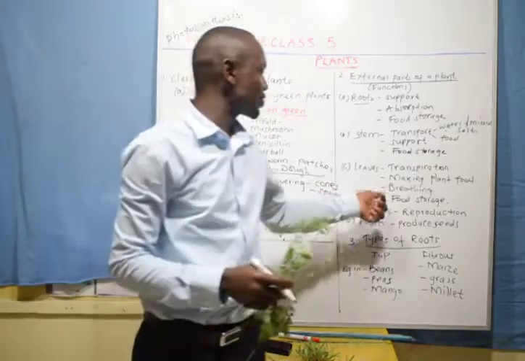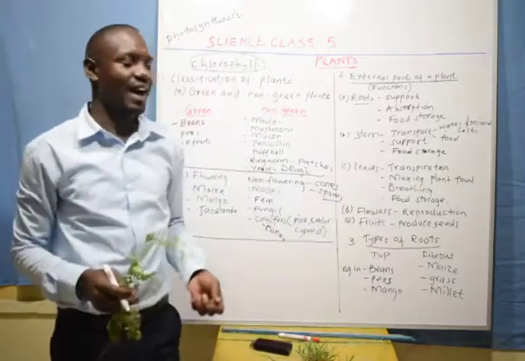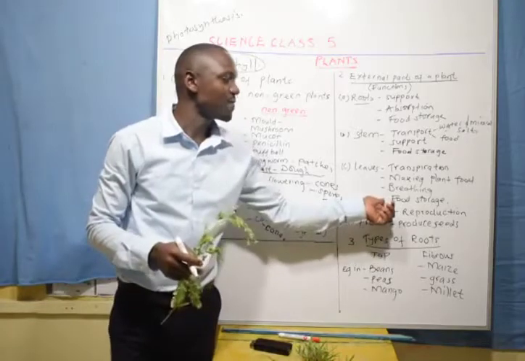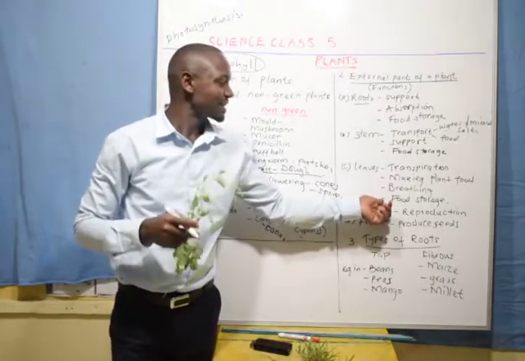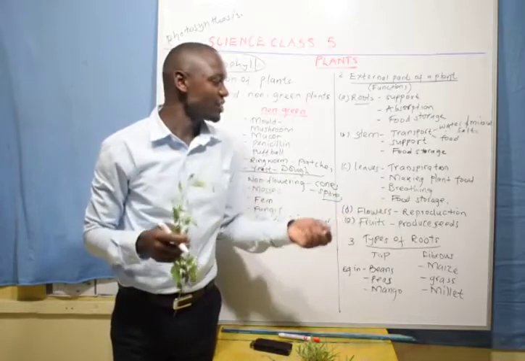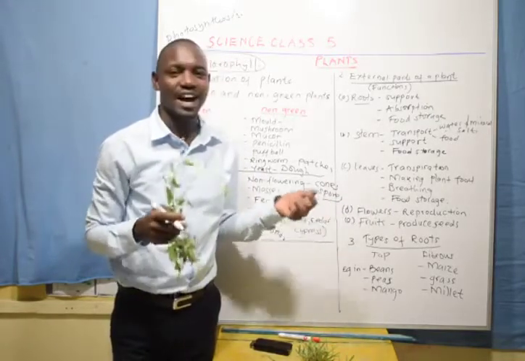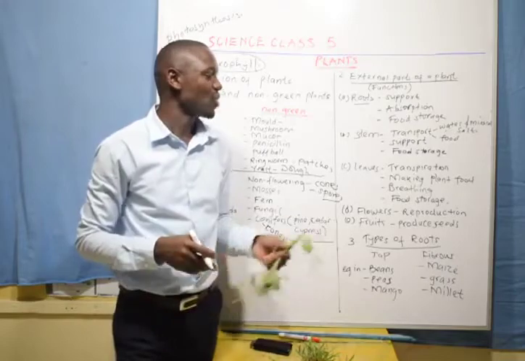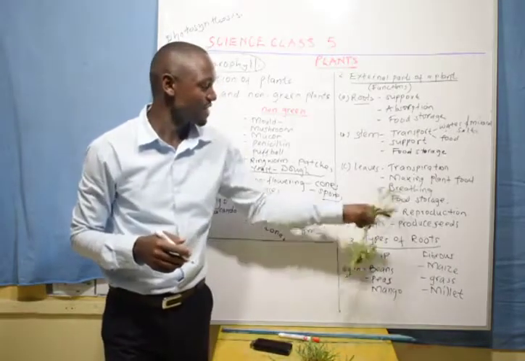Then the other function of leaves is breathing, and the last function is food storage. There are some plants which store their food in the leaves. Examples, we have the kales, spinach, and cabbage, and also onion. They store their food in the stem.